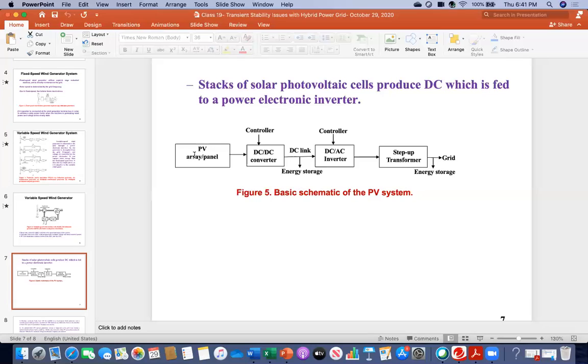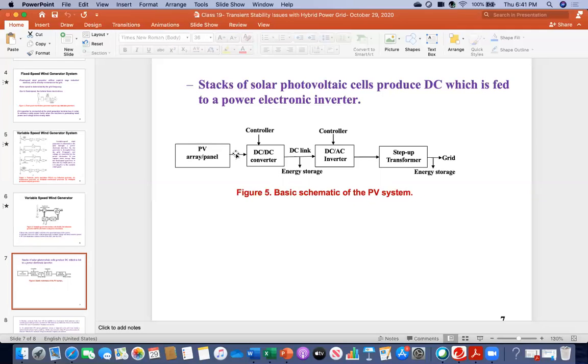So you all know, for example, this is the solar system or area or panel, and that is connected to the grid with the help of, first, a DC to DC converter, because you know that the solar system produces DC, it is not AC. That's why, and then that is very small.